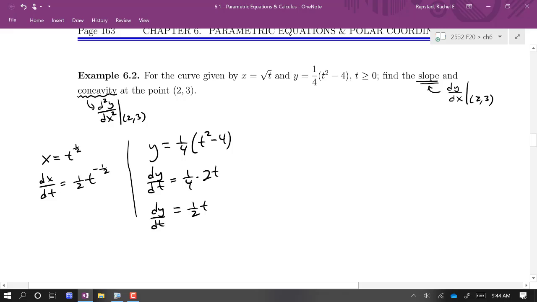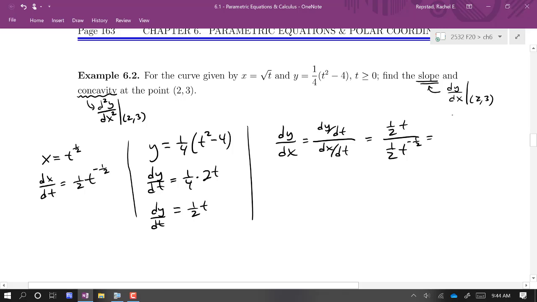So now we can find dy/dx. We can get the first derivative with respect to x. So this is dy/dt over dx/dt. That will be 1/2 t divided by 1/2 t to the negative 1/2. Doing a little algebra, rules of exponents and whatnot, we get t to the 3/2.